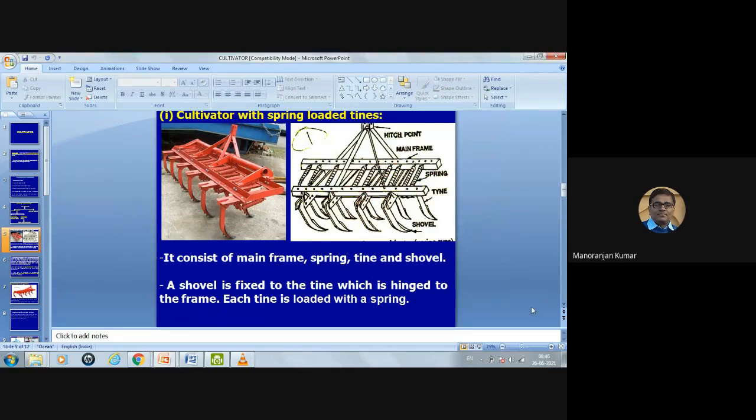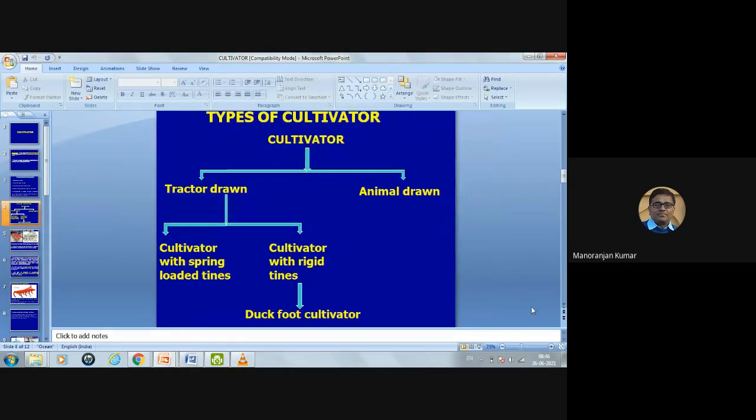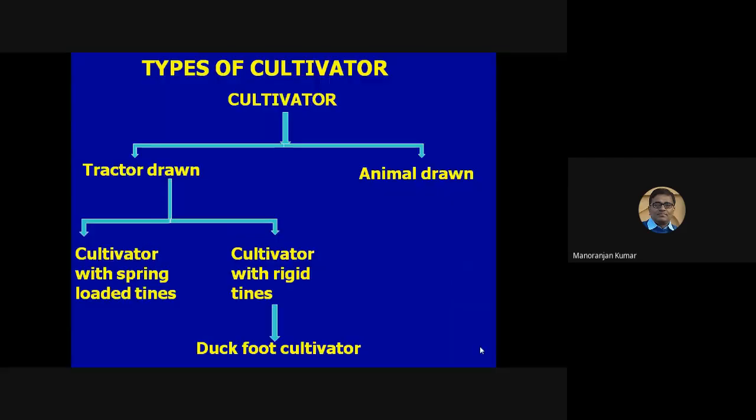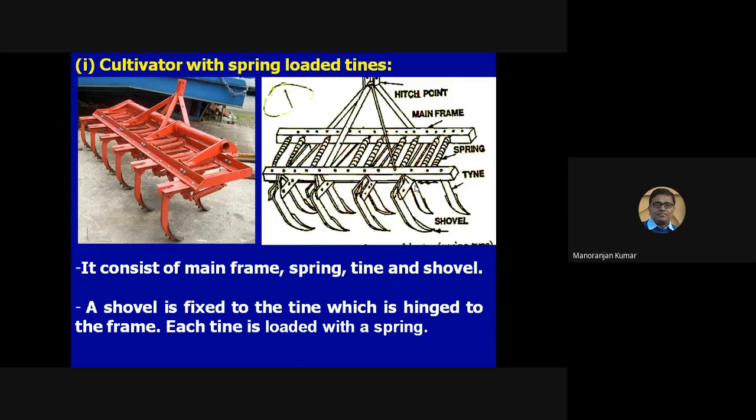So there are two types of cultivator. We have seen tractor drawn and animal drawn. Under the tractor drawn cultivator, the cultivator with spring loaded tines and the cultivator with rigid tines are available. Animal drawn cultivators are not used nowadays. So the first type is the cultivator with spring loaded tines. What are the different components of this? Here you can see this is the main frame.